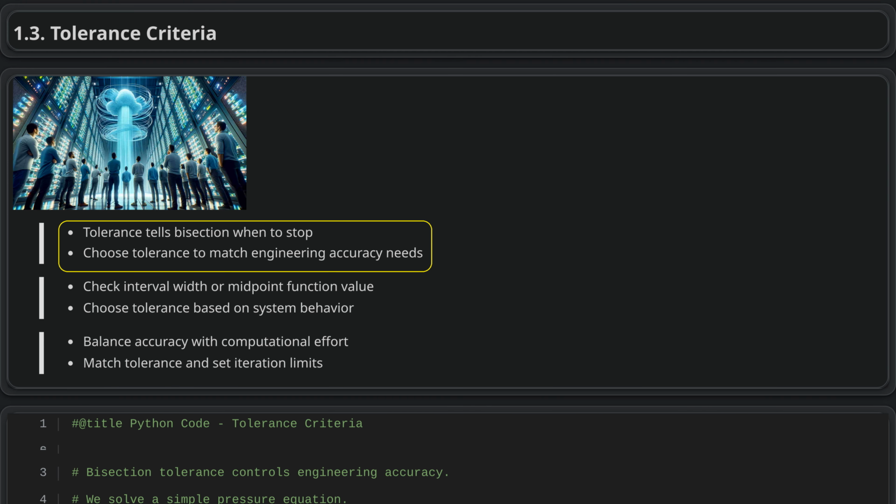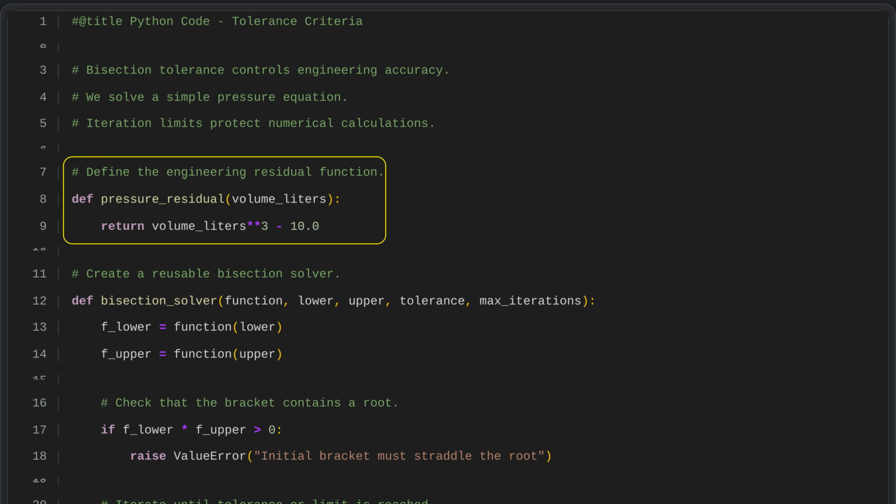The pressure residual function measures how far a volume's cubed value is from a target of 10. It returns the difference between the cube of the volume in liters and 10, representing the remaining error in an engineering calculation. This kind of residual is commonly used in numerical methods to guide an iterative solution towards 0.